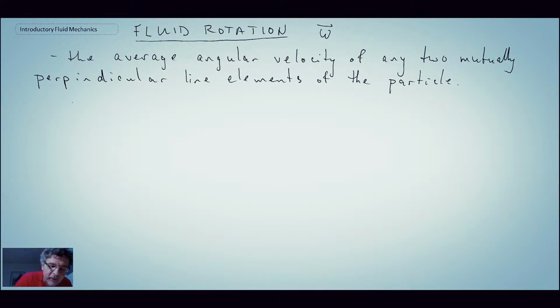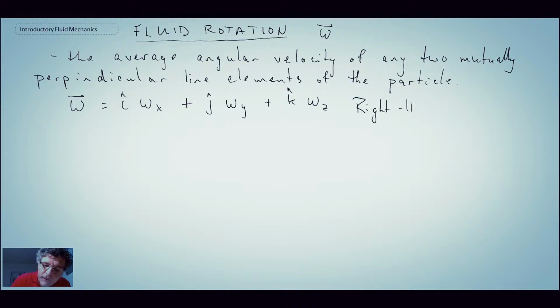The way that we define it, I mentioned it's omega, a vector, and we will have a fluid rotation in the i direction, one in the j direction, and one in the k direction. And the convention that we will use for the sign of it, we will use the right-hand rule, which implies that counterclockwise is positive for the rotation.